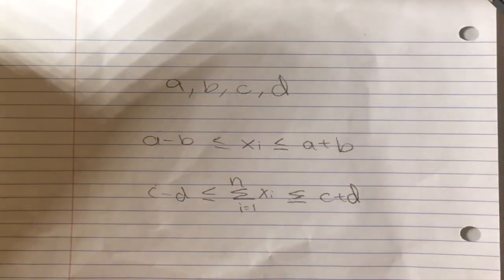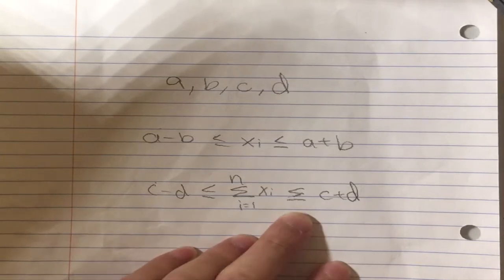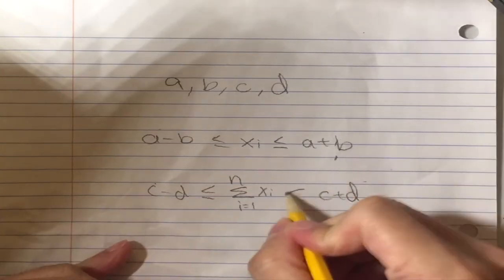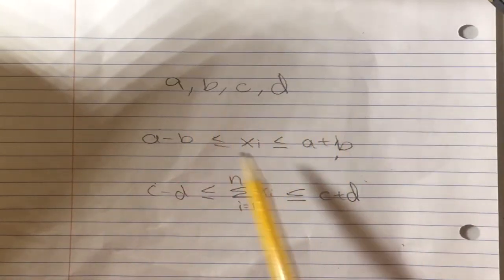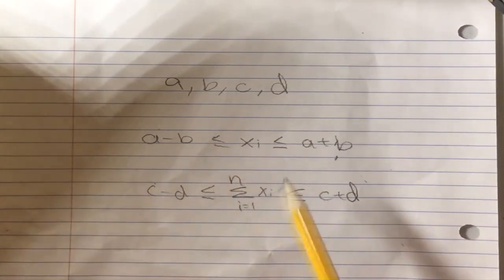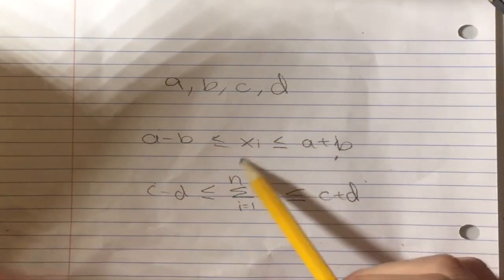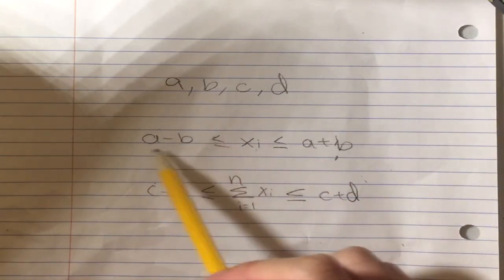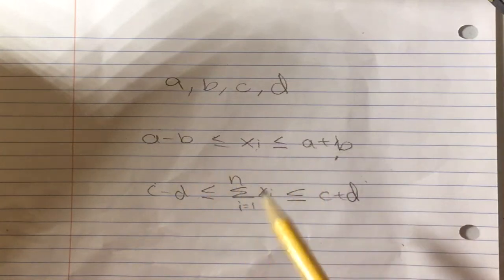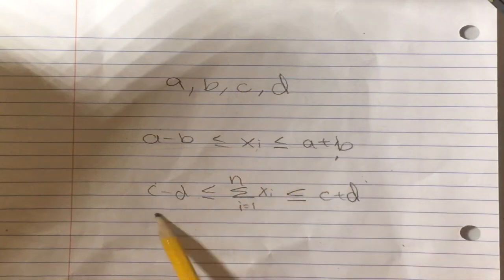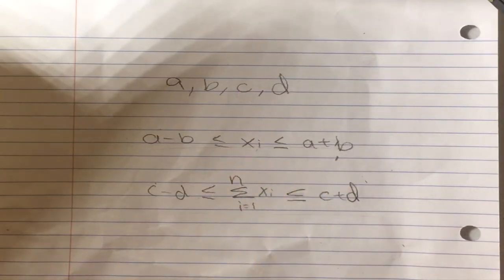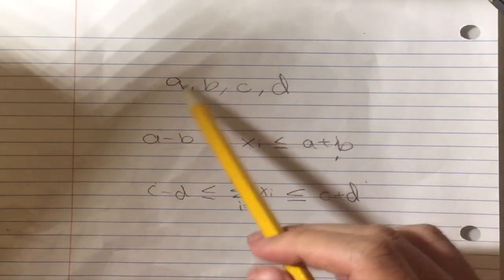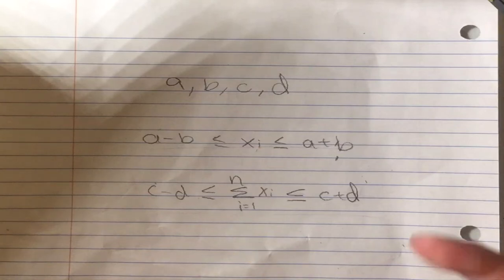The problem boils down to this: given A, B, C, D, does there exist a condition where both of these are true? All the values of xi, which is any value you choose, are between a minus b and a plus b. So does there exist values such that both of these statements are true? Pretty much, given a, b, c, d. To do this, it's actually not that hard.